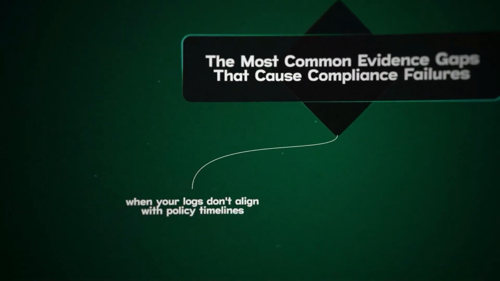First is when your logs don't align with policy timelines. So for example, your access control policy states that permissions are reviewed quarterly, but your logs show that access reviews were skipped for 6 months. Auditors are going to see this as a compliance failure even if your policy is written correctly.